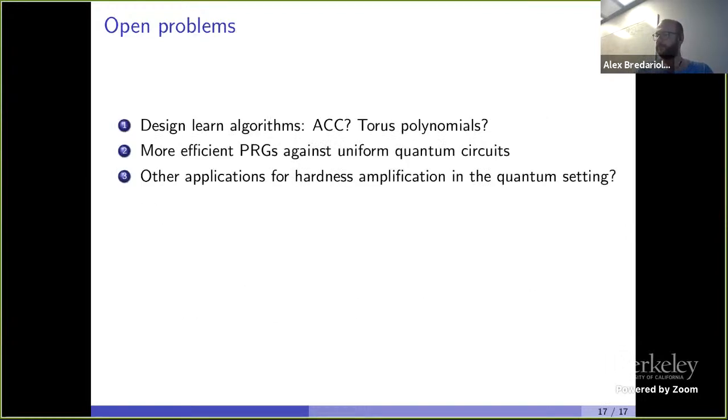And I'd like just to finish with some open problems. So the first one is, can you design learning algorithms and find new circuit bounds? Some candidates are ACC and torus polynomials, for example. In our result, we show an efficient PRG against uniform families of quantum circuits. And one of the key points of showing this PRG is showing hardness amplification, and one very interesting open question is trying to find other applications of this hardness amplification in the quantum setting. And thank you for your attention.